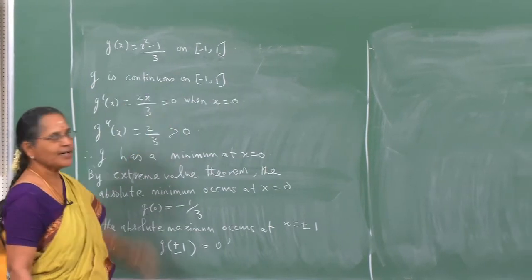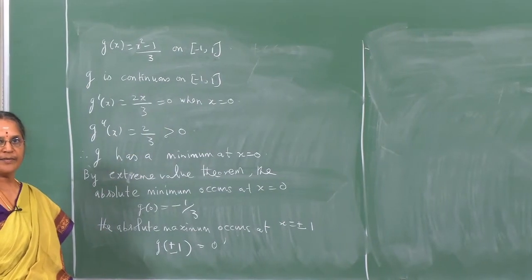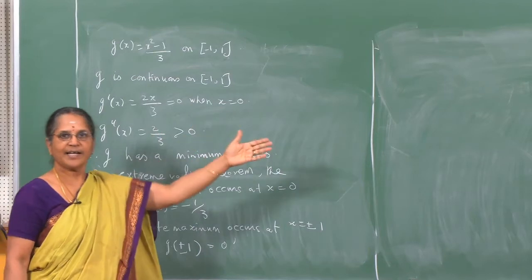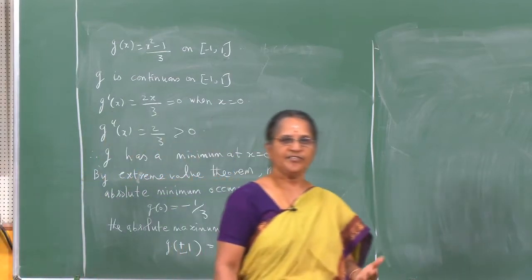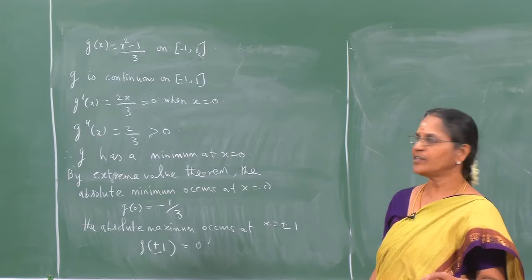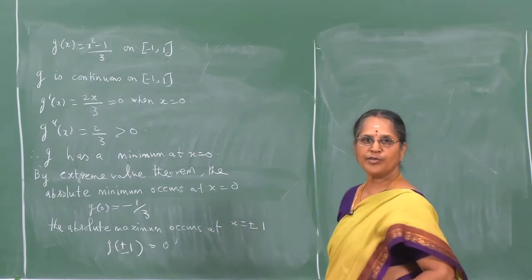g is a continuous function on the interval minus 1 to 1, and therefore, by the first part of the theorem that we have shown, g has a fixed point in the interval minus 1 to 1.